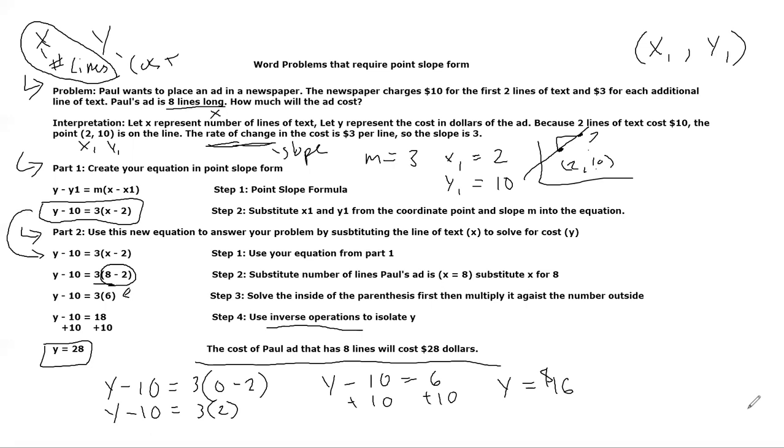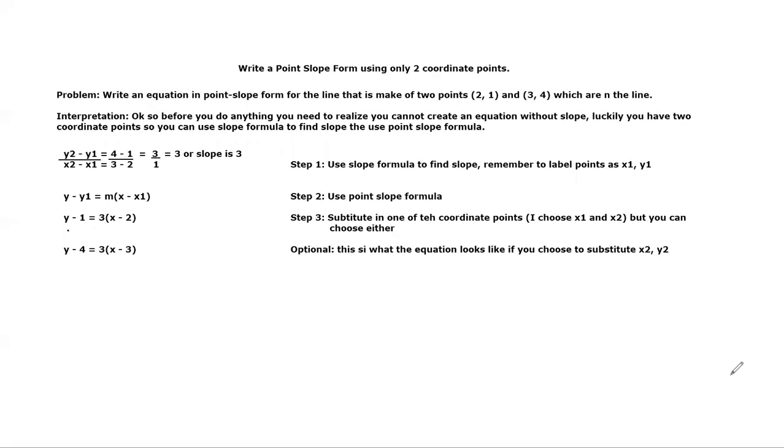All right, moving on. Write a point slope form using only 2 coordinate points, right? At this point, we're going to posit the question of what happens if they give you 2 coordinate points and then they're asking you, can you still write an equation and make sure that it's in point slope form? But I'm not going to give you all the information. I'm just going to give you 2 points. Could you do it? The answer is yes, and here's how.